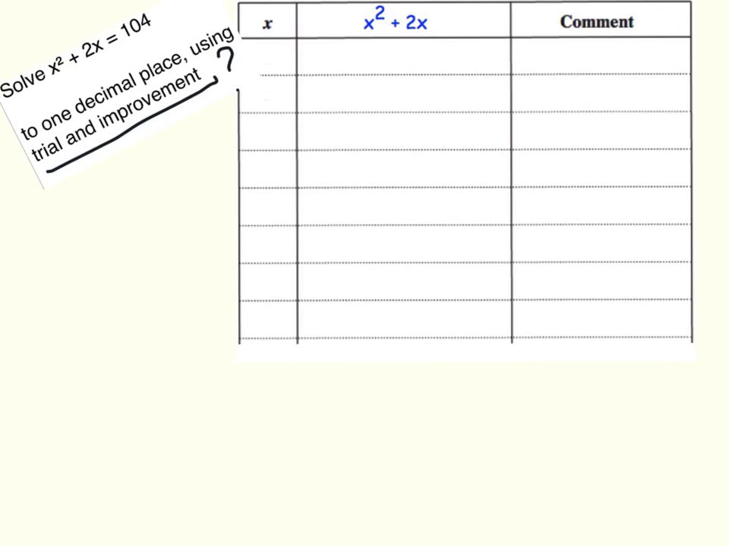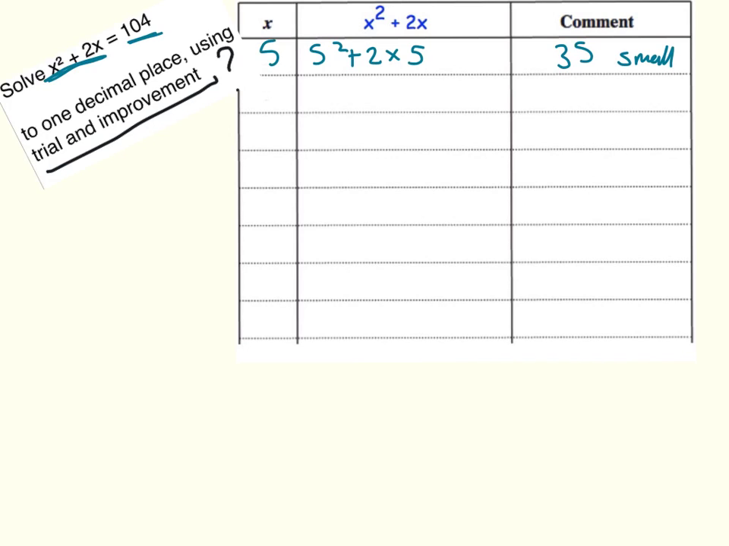Hello. So, trial and improvement you might have come across at some point. Basically, all we're going to do is guess some values of x that will make that equal to 104. So I'm going to start with 5. That would be 5 squared plus 2 times 5, which is 35. And that's too small.